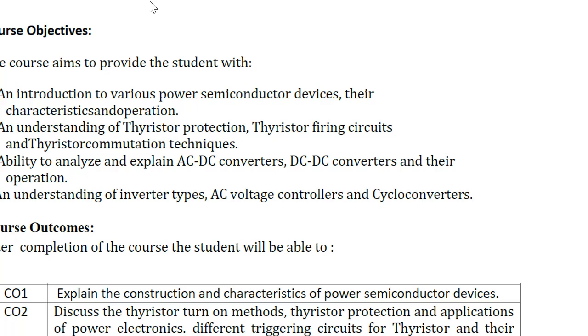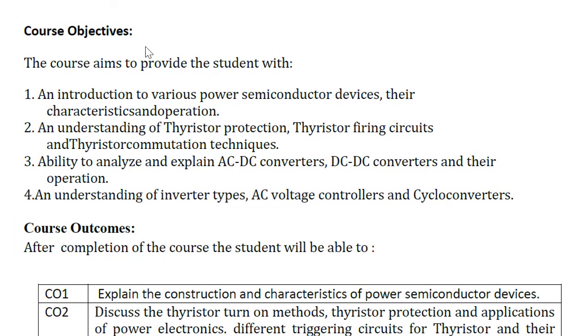Okay. The objectives of this course are: first, you will be learning the different kinds of semiconductor devices which can be used as power devices. Under this you will learn their characteristics and how they operate. Then out of these, one device that you will be learning is the thyristor. You will learn how to turn it on, how to turn it off. Firing is turning it on, commutation is turning it off, and how to protect it. Then you use this device to form circuits which are used for AC to DC converters, DC to DC conversion, and the operation of these converters. Last, you have the applications under cycloconverters and AC voltage controllers.